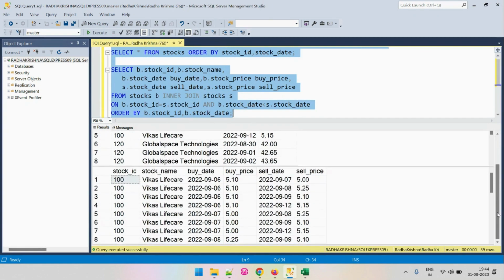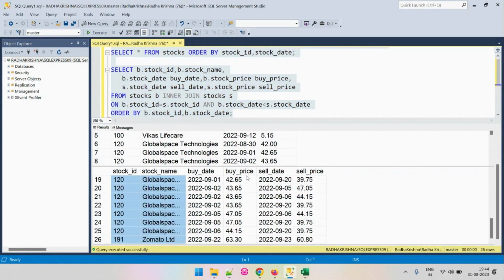We can now visualize our changes here. We have only kept this column once, whatever was the redundant column, we have removed. We have renamed these columns to buy date and buy price, which were coming from the buy table, and these are coming from the sell table, and we have renamed them to sell date and sell price. Okay, so now we have this information.